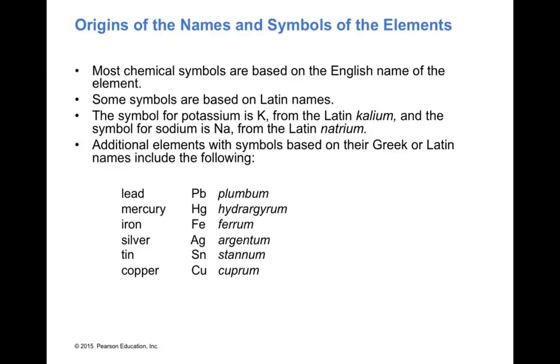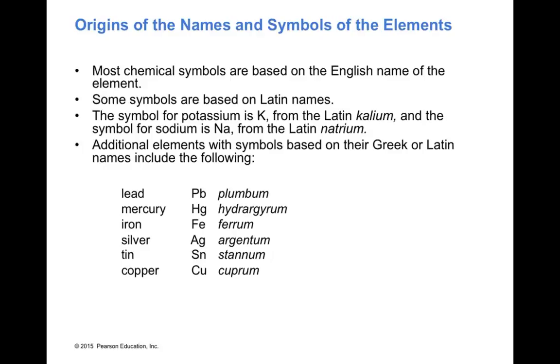So we can have here lead, mercury, iron. Sometimes we can see other elements, for example, hydrogen H, carbon C, where we have the name, we have the symbol, and it's basically the first letter. But sometimes we have different names with different symbols, and it's because we are using the symbols from the Greek or the Latin.